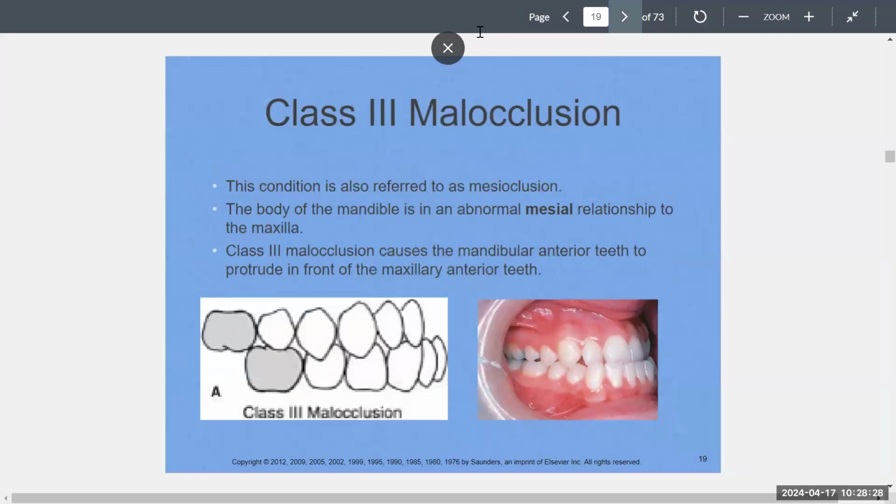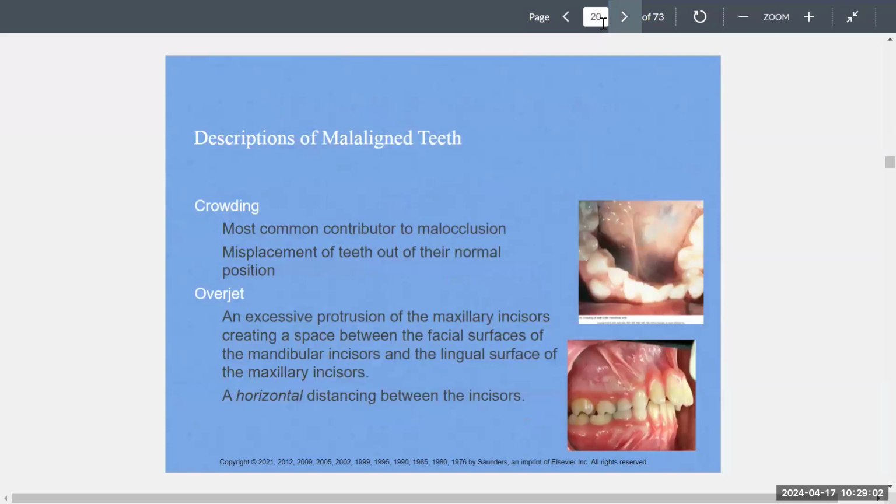And then, of course, you got your class 3, and that's a little bit of the opposite. And this is considered a mesioocclusion. Mesioocclusion is when the body of the mandible is abnormally pushed forward, or mesial, to the maxilla. And as you can see, now the cusp no longer rests between the premolar and the molar, but now it is distal to the first molar of the mandible, this cusp. And look at the anterior teeth. It's almost like a bulldog appearance. The lower anterior teeth are pushed forward in front of the maxillary anterior teeth.